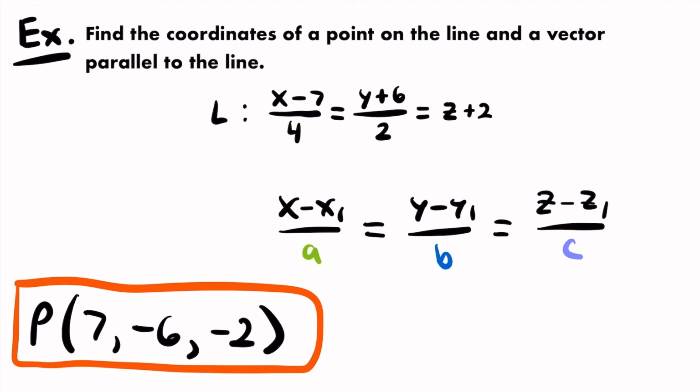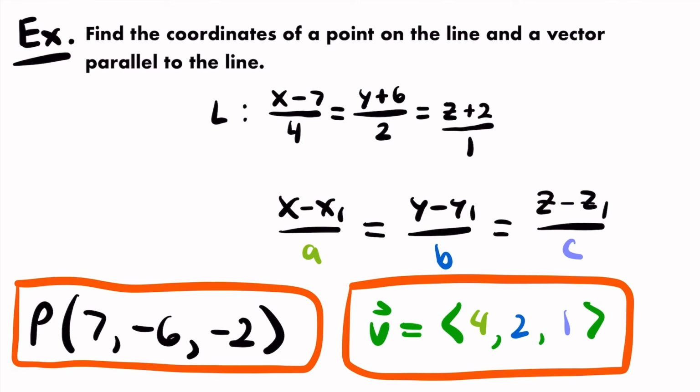So 4 is A, 2 is B, and then 1 would be C, right? Technically, this is z plus 2 divided by 1. Anything divided by 1 is just itself, okay? So we will have that vector v is equal to the position vector of the point 4, 2, 1. And that's it. That is a solution to this example. Okay, and that's the last one of these types of examples that we're going to go through in this video.